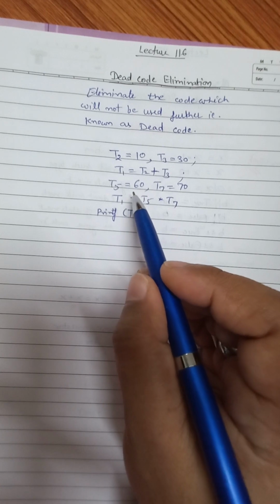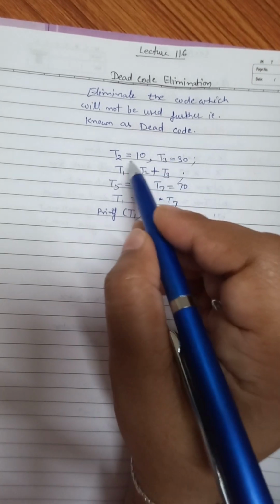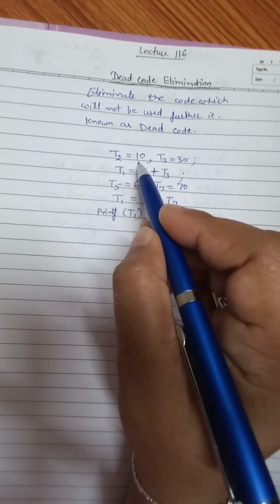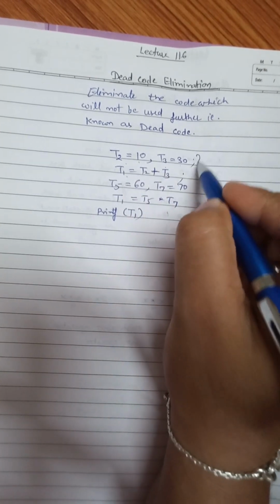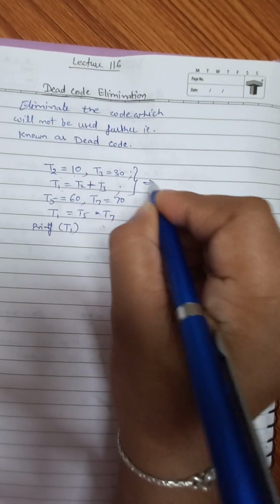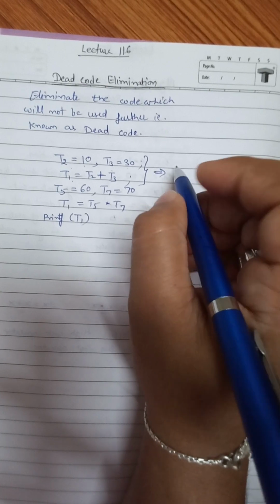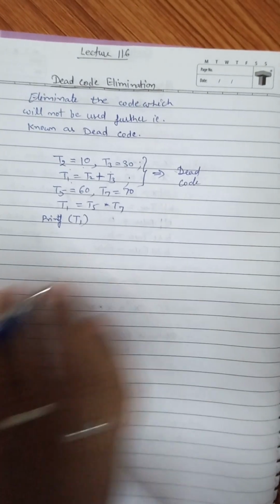So we are using only T5 and T7 and we are printing T1, while earlier we have defined T2 is equal to 10 and T3 is equal to 30, and we have defined T1 is equal to T2 plus T3. This code we are not using further. So this code is known as dead code.